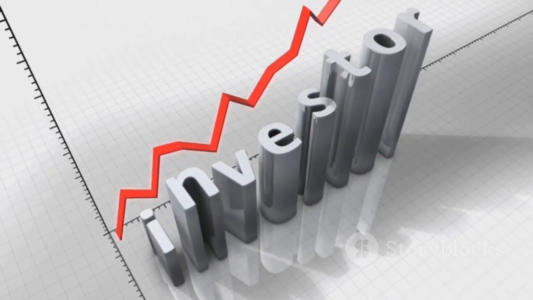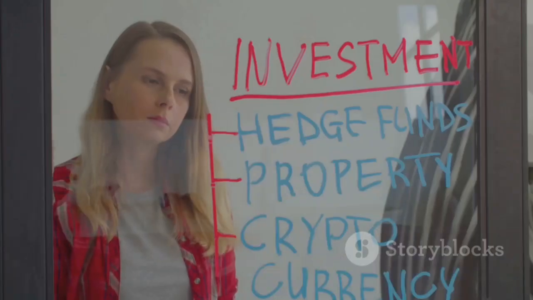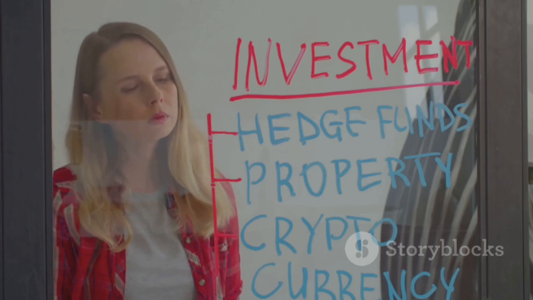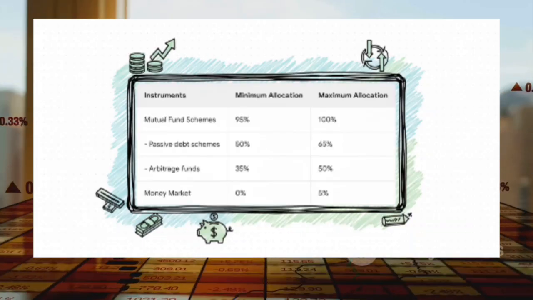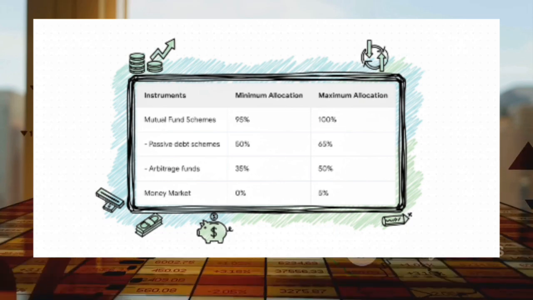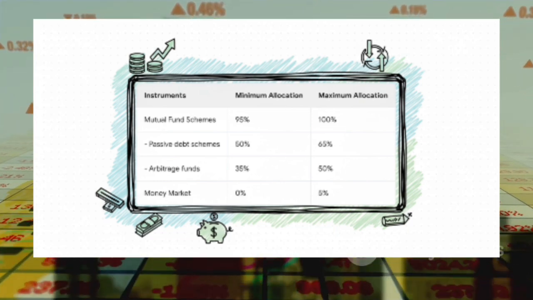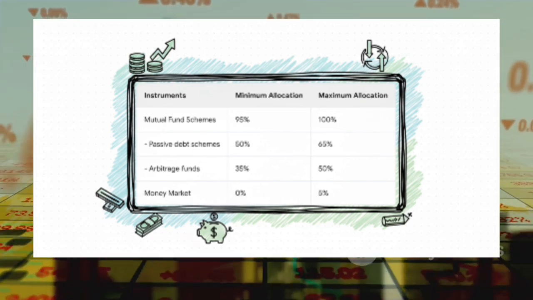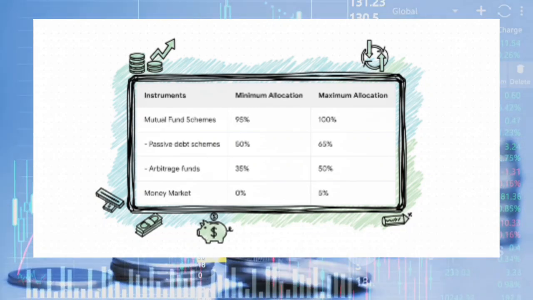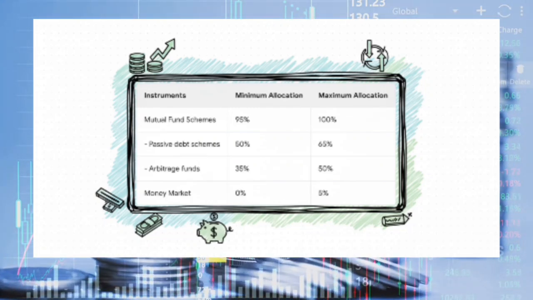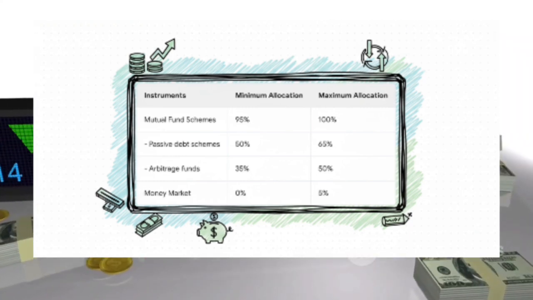All right, we know the what and the who. Now let's pop the hood and look at the how. How does this fund actually put your money to work? This table right here is basically the fund's rulebook. Look at that top line. 95 to 100% of the money goes into, you guessed it, other mutual funds. And then it breaks it down even further, showing you the mix they're aiming for between the passive debt funds and the arbitrage funds. It's all laid out.